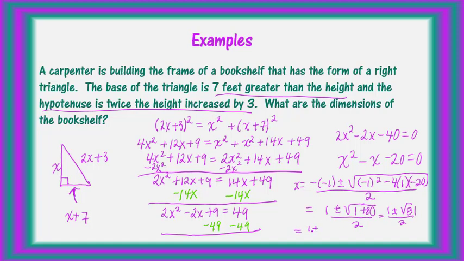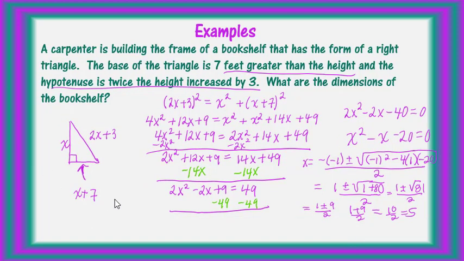The square root of 81 is simply 9. So you know that there's no such thing as a negative measurement, so I can actually throw away the second. Instead of ever working out 1 minus 9, I can just do the 1 plus 9 divided by 2, which is 10 divided by 2, which is 5.